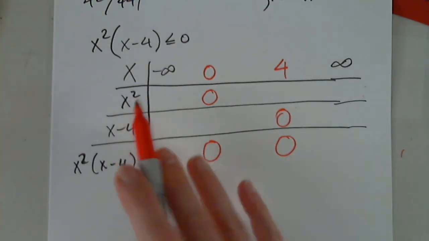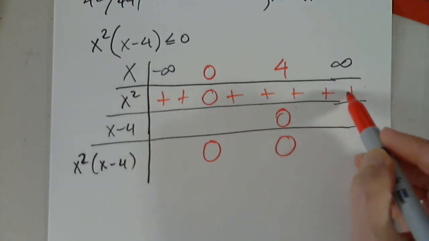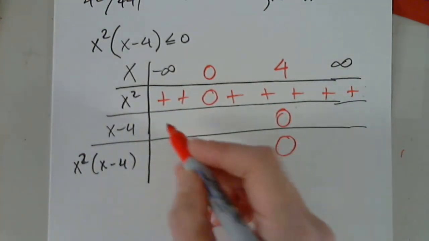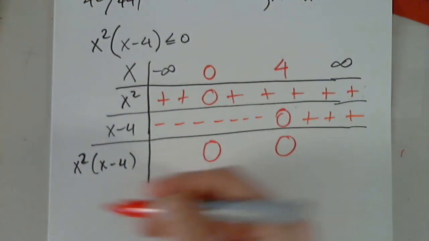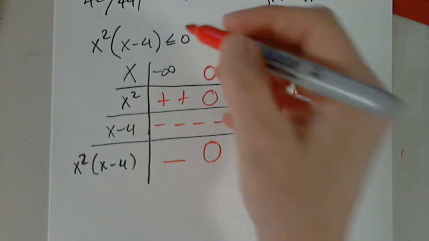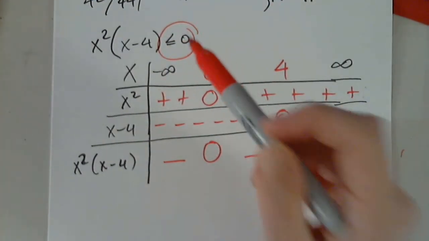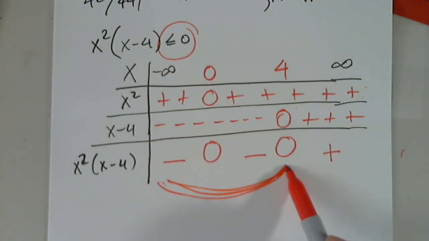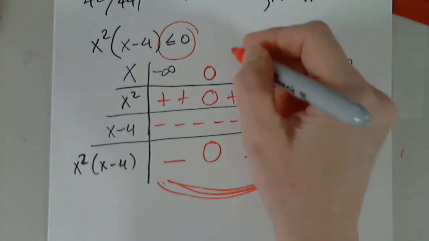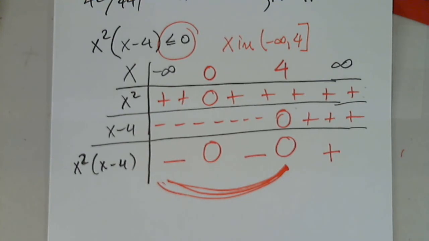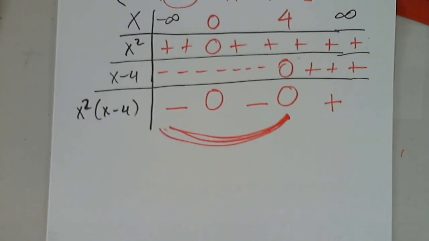However, this is something squared, which will always be positive. This is another nice line from negative to positive because it has a positive leading coefficient. Again, I multiply, and I multiply. And we're asked less than or equal to 0. So less than or equal to 0 is this, which means this. So the solution is x in the interval negative infinity to 4, and x equals 0 is included.